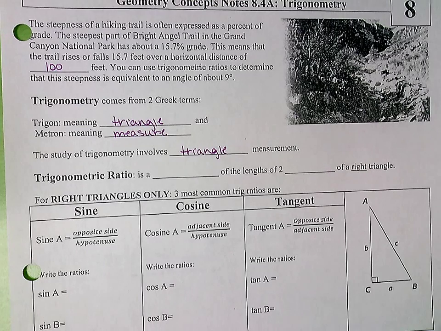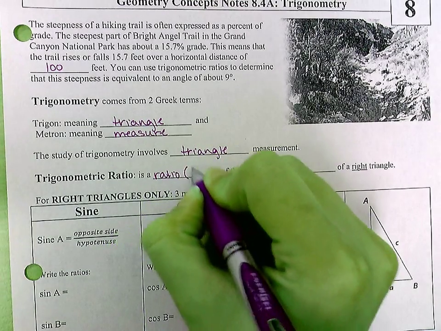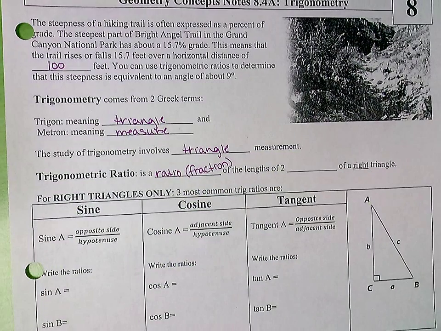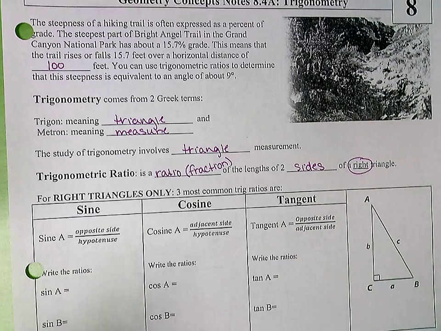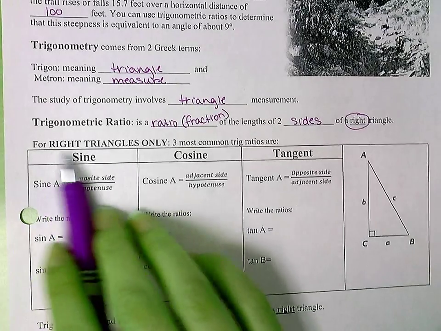So a trigonometric ratio is a ratio or fraction. It'll be written as that fraction of the length of two sides of a right triangle. It does need to be a right triangle to use these. So you have to identify that 90-degree angle in your triangle before you start using sine, cosine, and tangent. So again, in bold there, for right triangles only.